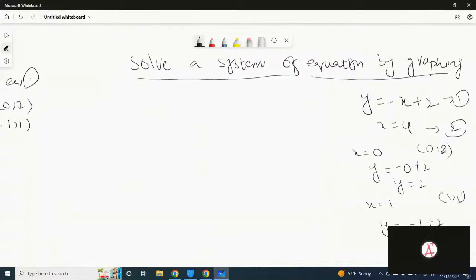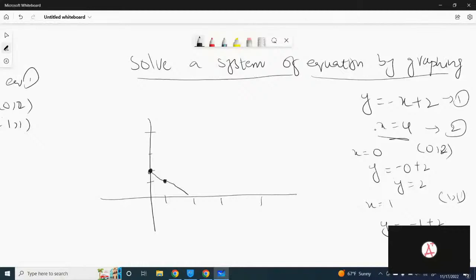But equation number 2 is just a straight line x equals 4. Got it? Let's just plot these points on the graph. Okay, the first point is (0, 2). X is 0 and y is 2. Here is the first point, (0, 2). Got it? Then you have (1, 1). X is 1 and y is 1. Now just make a straight line between these 2 points.